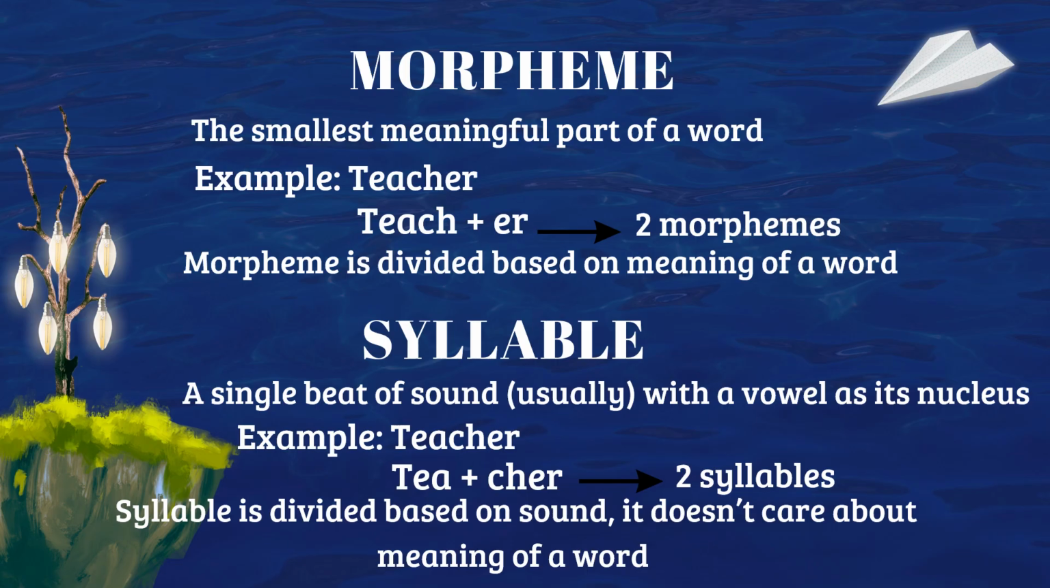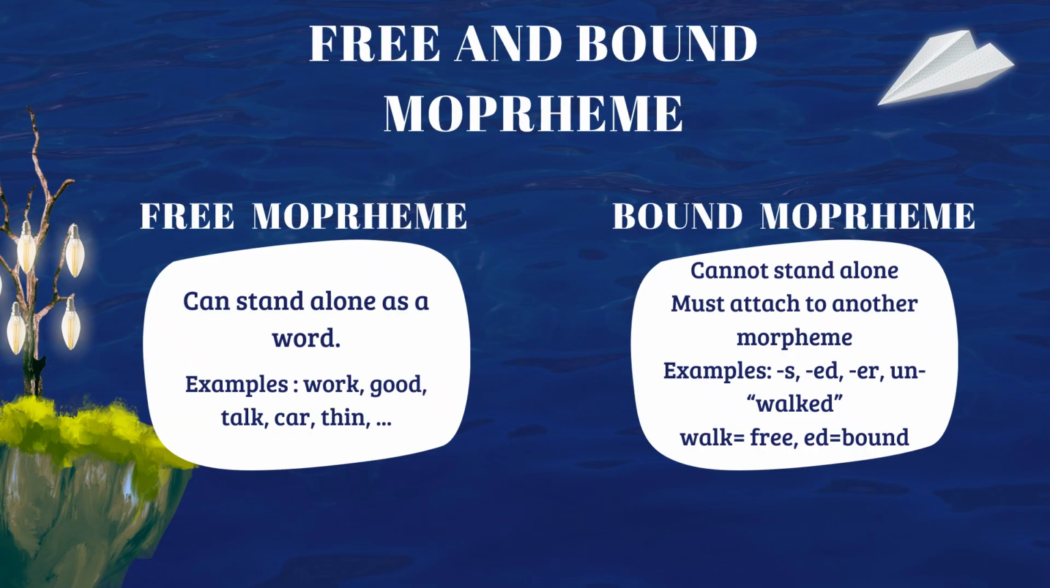Okay, next we will discuss free and bound morpheme. So, basically morphemes are divided into these two types, and the difference is really easy to understand. First, free morpheme. As the name suggests, this type can stand alone as a word. It means it already has its own meaning and we can use it directly without adding anything else. For example, work, good, talk, car, and thin.